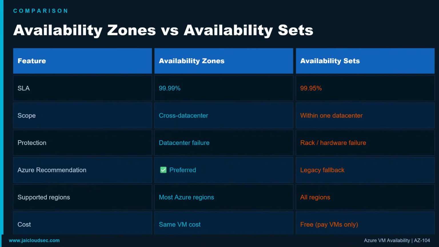The decision is simple. If your region supports availability zones, use zones. If it does not, use availability sets. And if you need automatic scaling on top of high availability, use scale sets, which we cover next.